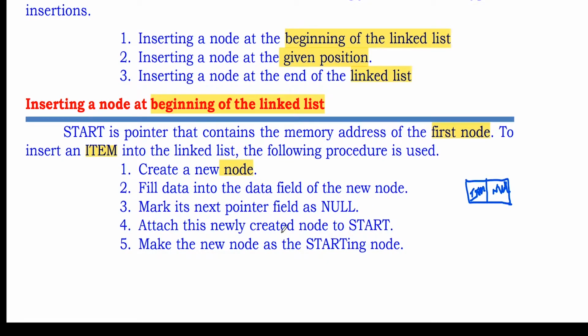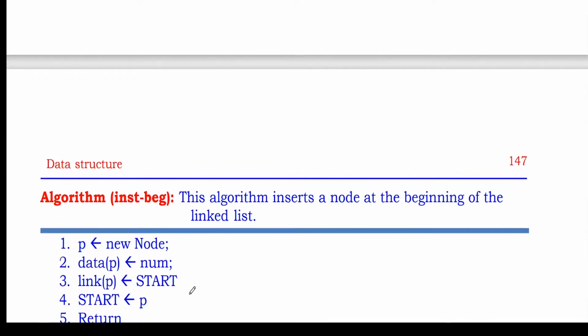The second step is to attach this newly created node to start. Make start point here, and replace the address here with start. That will connect it as the beginning node. Make the new node the starting node of the list. We'll understand this when we go with the algorithm.